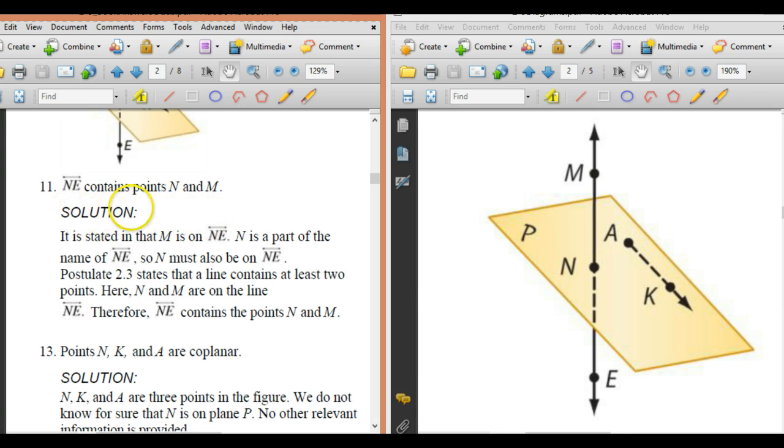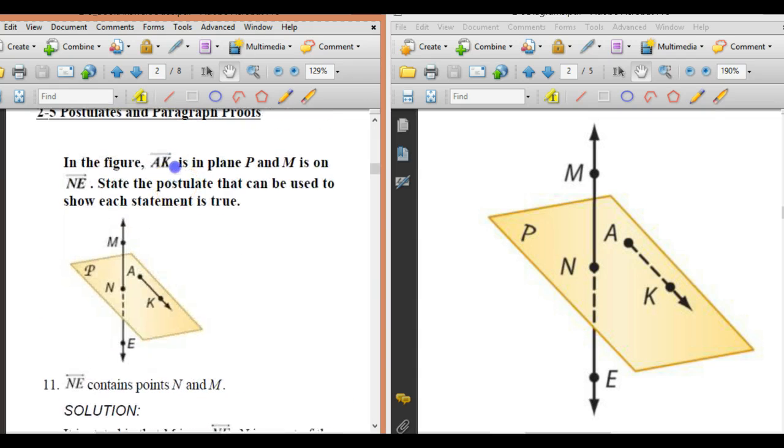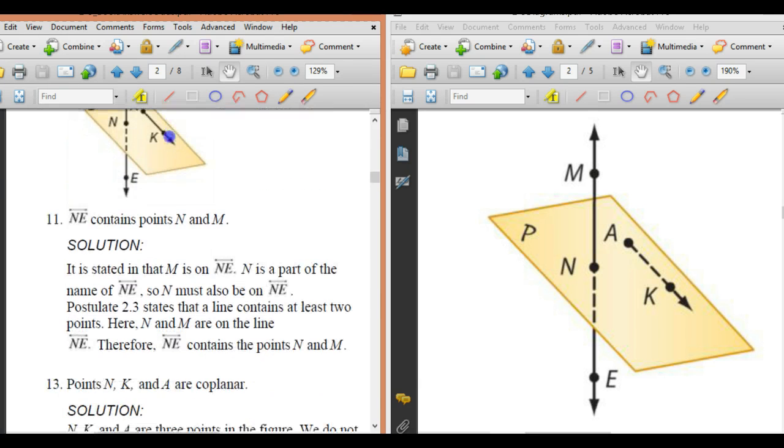So once again, really all you need to say is state the postulate that can be used to show it is true. So our answer would be postulate 2.3 states that a line contains at least 2 points. A line contains at least 2 points.